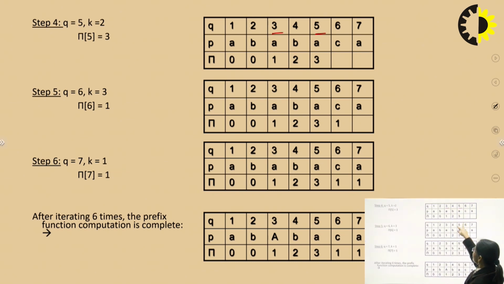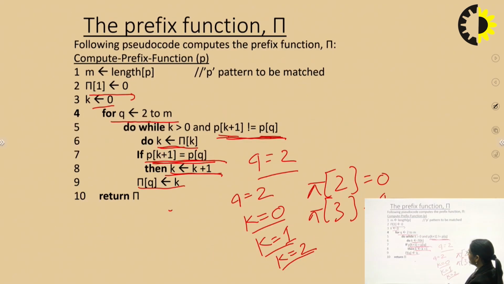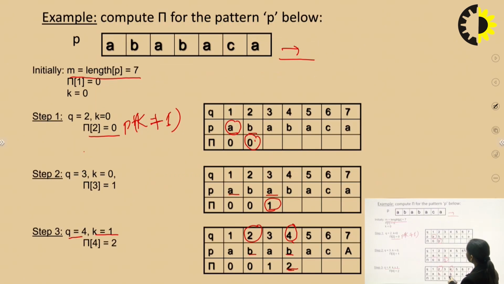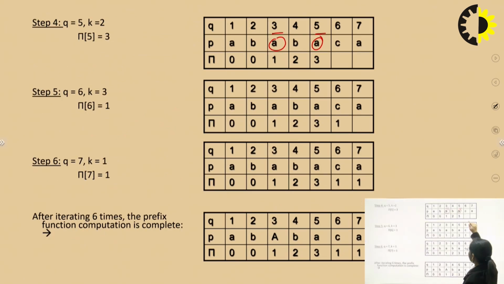If this matches, because we know that this again matches, what do we have to do? We have to increment the value of k by 1. So k equals 2, we increment it, so the value of k equals 3 and pi[q], that means the value of pi[5], equals 3. So in this case, we have found the value of pi[5] as 3. Then we have to move forward.